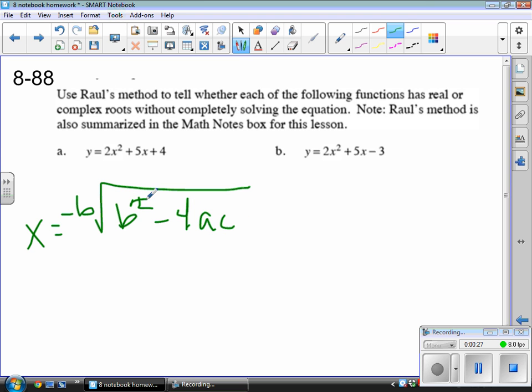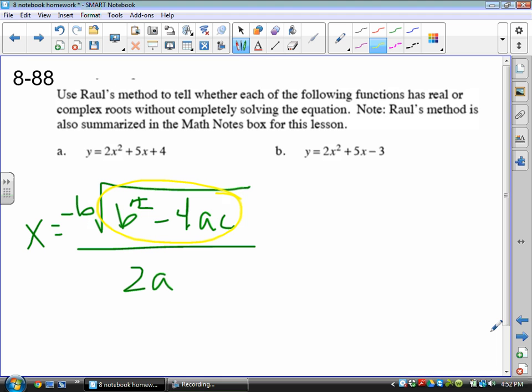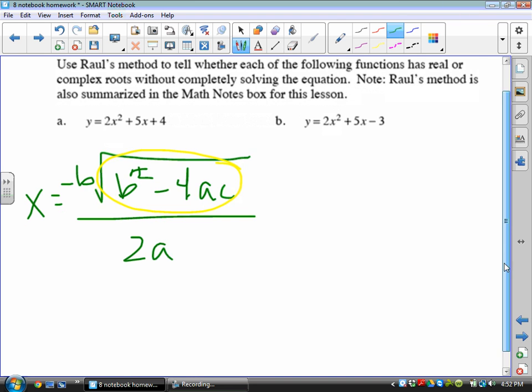Okay, so I'm just looking for inside the square root, basically. Is it going to be a positive number, or is it going to be a negative number inside? And if it's the square root of a negative number, that means I have some complex roots going on. Okay, so we'll look at both of them.